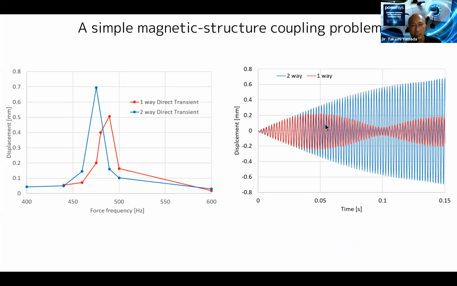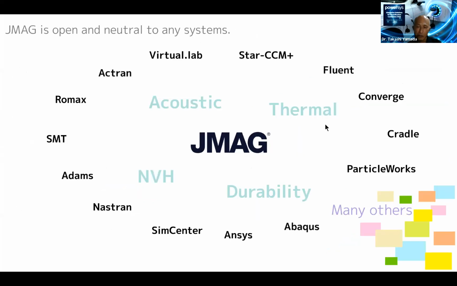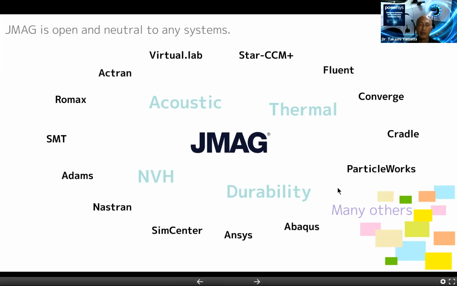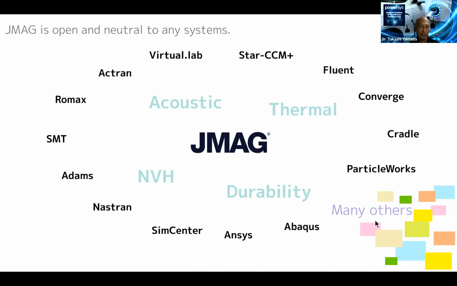Okay. Of course, we are not denying solutions working with others. JMAG is open and quite neutral to any systems. And we are expanding our interface with other third-party package tools. So now we have those partners, and we have very nice interfaces between them. And of course, we are quite open, so we will expand these interfaces. So this is the current situation of multiphysics.